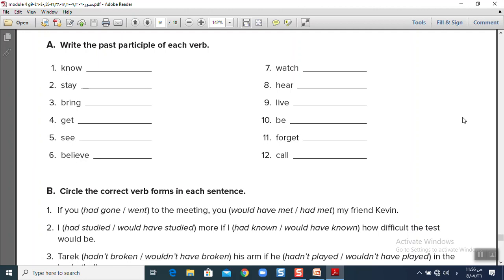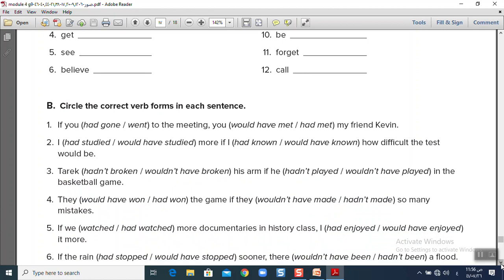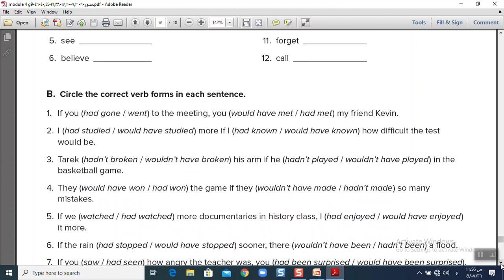You do it yourself. I can check it with you on the groups. Next question. Circle the correct verb forms in each sentence. If you had gone or went, it's very easy. Past perfect, would have. Good. First one, had gone, then would have met.